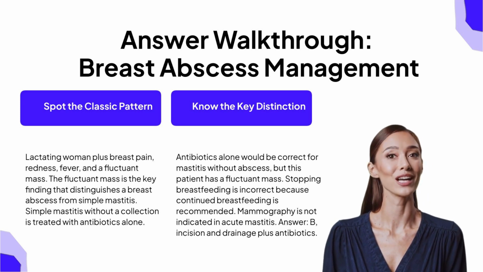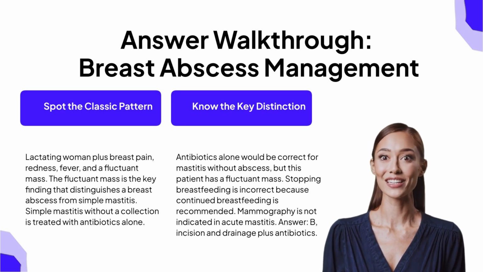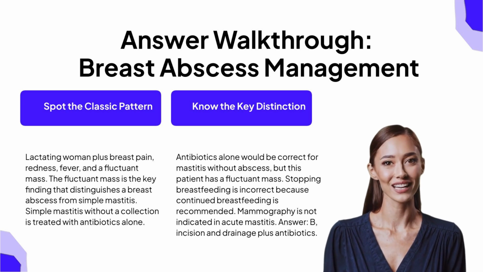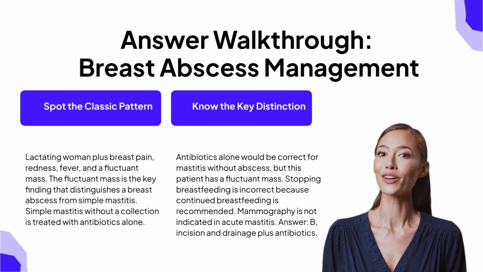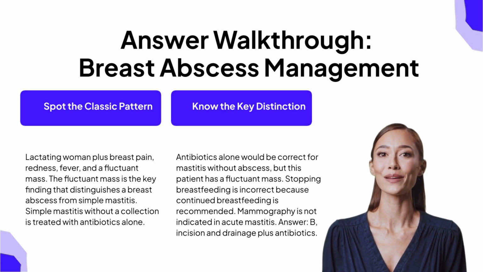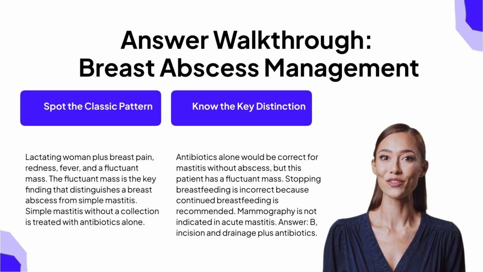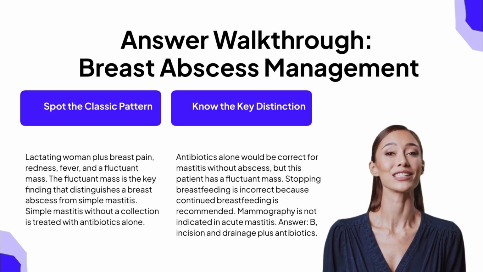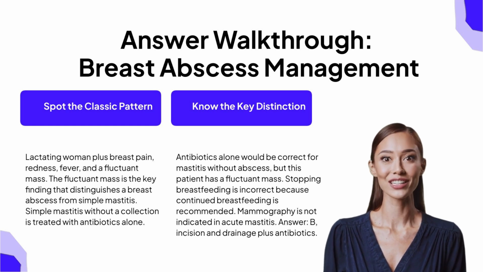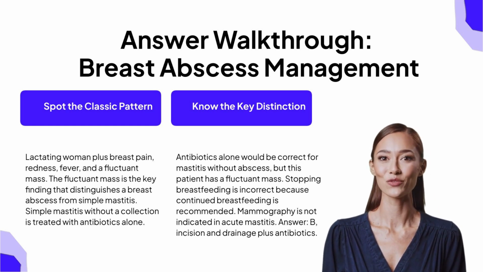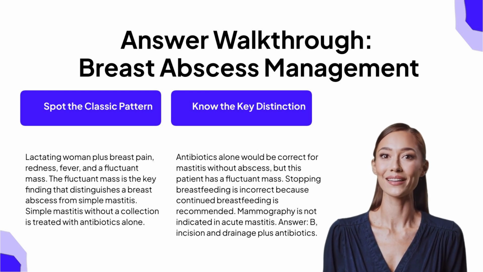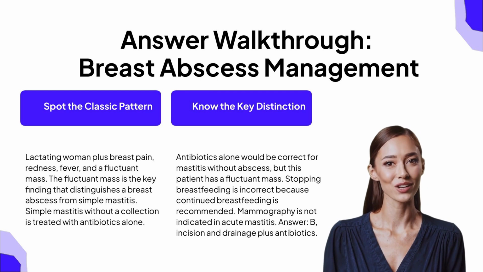Simple mastitis without a fluid collection is treated with antibiotics alone, and you continue breastfeeding. But when there is a fluctuant mass indicating a collection, you need drainage plus antibiotics. Antibiotics alone would only be correct for uncomplicated mastitis without an abscess. Stopping breastfeeding is incorrect. The boards always emphasize that continued breastfeeding or pumping is recommended. Mammography has no role in acute mastitis management. The correct answer is B, incision and drainage plus antibiotics.